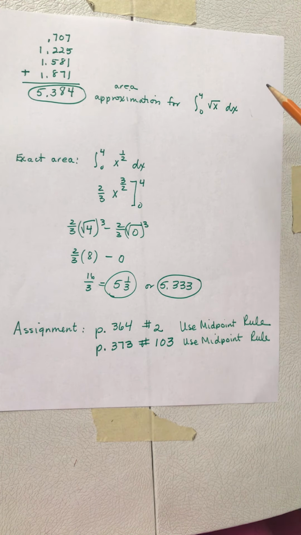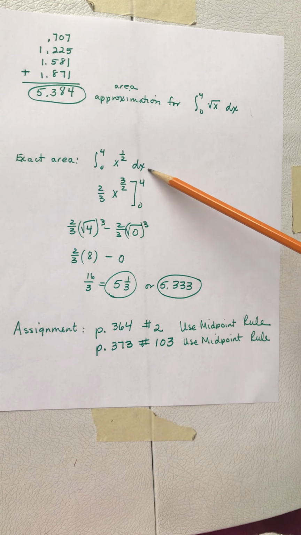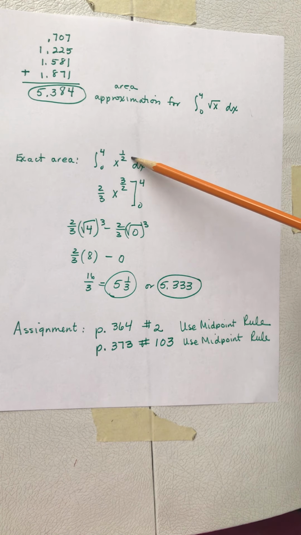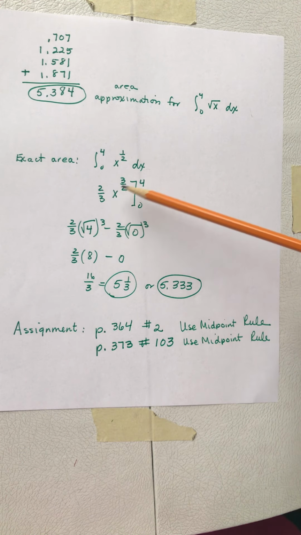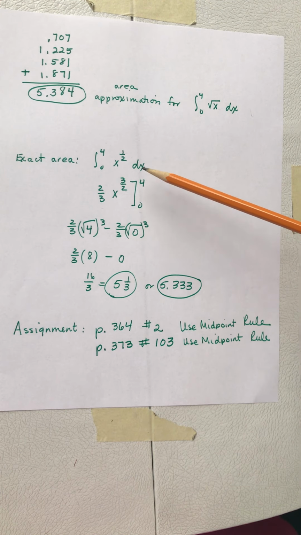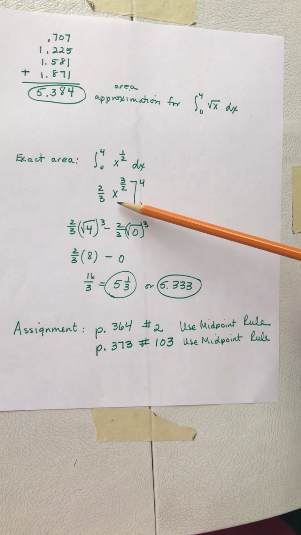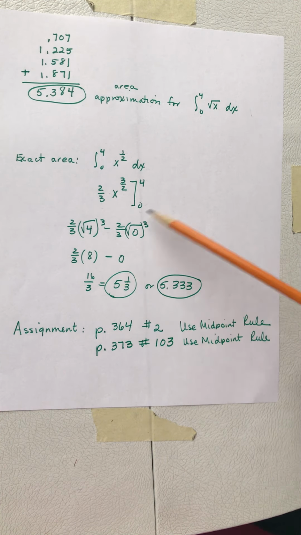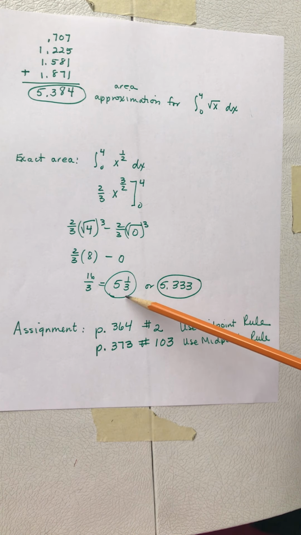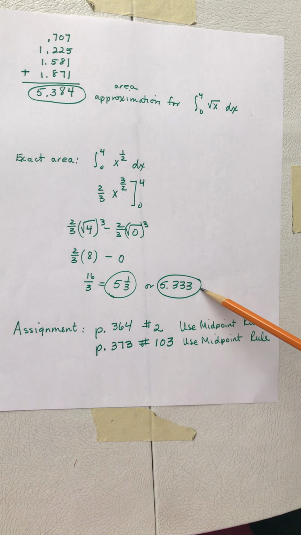Now, that's good, I checked it, but let's see if we actually did it by integrating like we've been doing all along. If we actually integrated x to the 1/2 dx from 0 to 4, we'd find the antiderivative. We'd add 1 to the exponent, we'd get 3/2. We divide 1 by 3/2, we get 2/3. We would then evaluate it from 0 to 4. We plug in 4, we plug in 0, we subtract. We do the arithmetic on this, and we come out with 5 and 1/3 for the area, or 5.333.